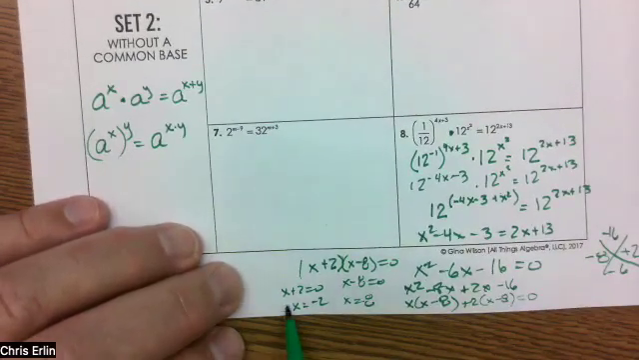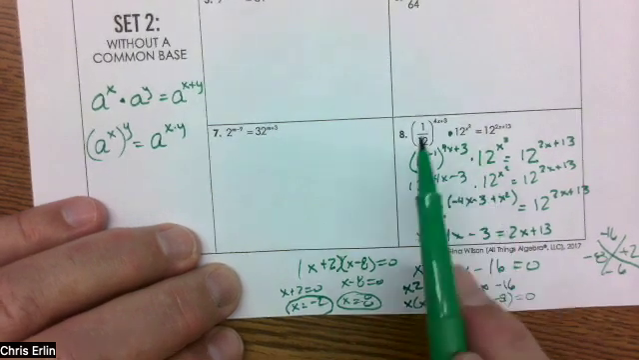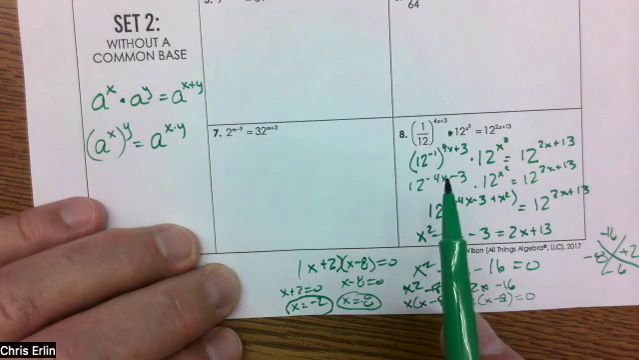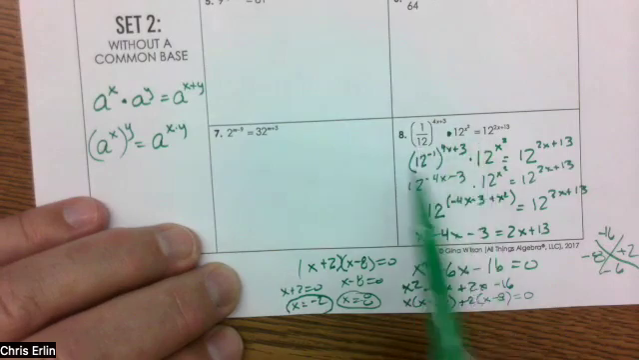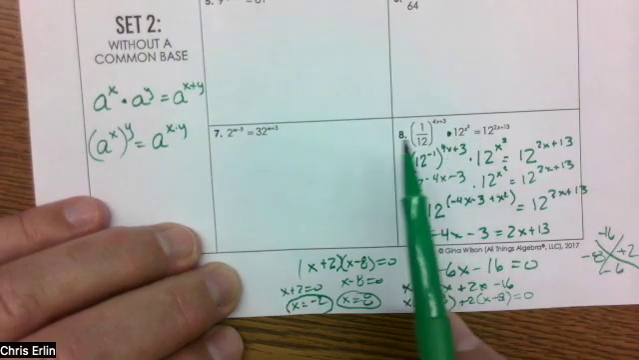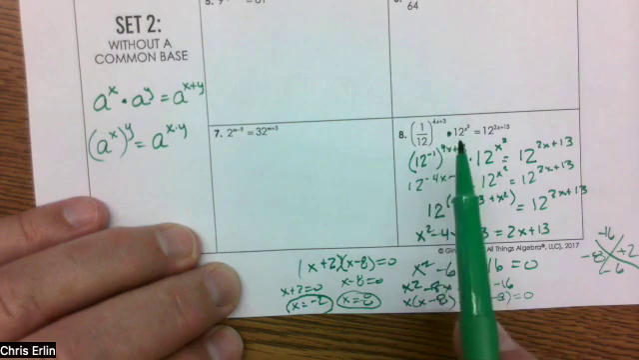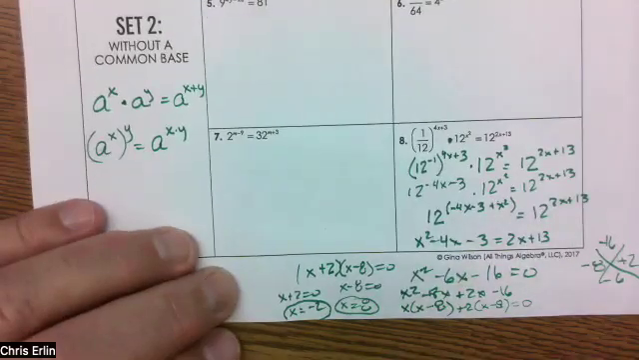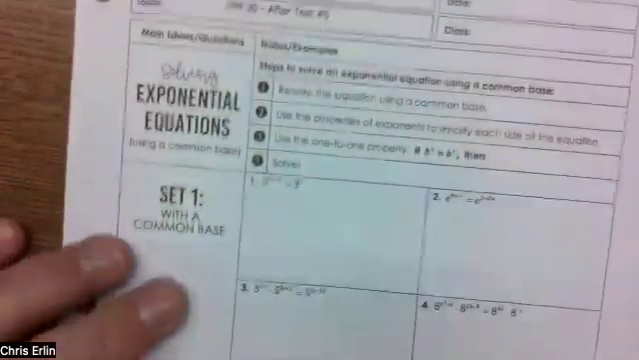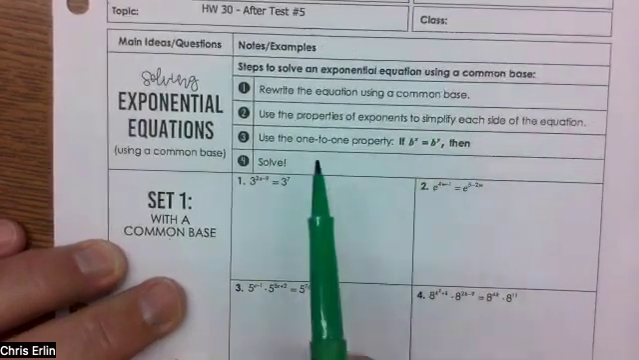When I'm done with this, I need to check for extraneous solutions. Are there any domain restrictions on the original problem? There aren't. I don't have any rational things where the denominators can't be 0. I don't have any square roots where arguments can't be negatives. I don't have any logs where the arguments can't be 0 or negative. Any questions on solving exponential equations? Again, the instructions up here tell you to use a common base, properties of exponents to simplify and solve.